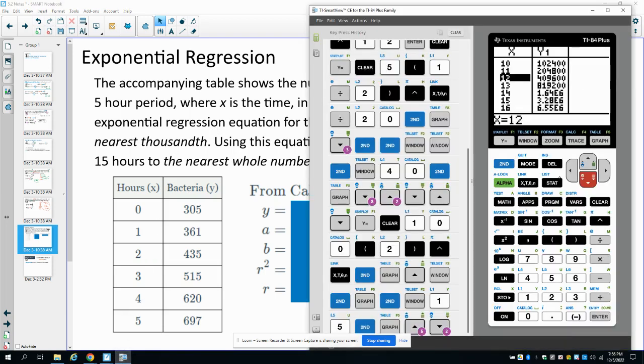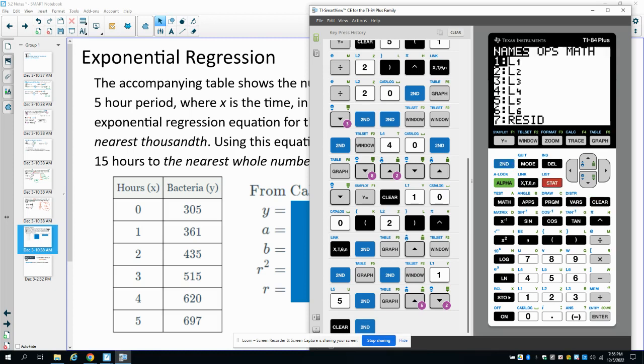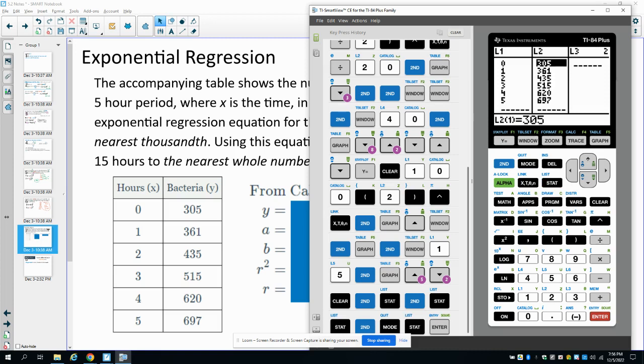Now we're going to use our calculator to help us get a regression model, or an estimating function. In order to do this, you need to go into your list. Oh, I'm sorry, not second stat. Go into just stat. Let me quit and start over. Go to stat, and then you need to edit. Select number 1, and then you're going to edit your lists.